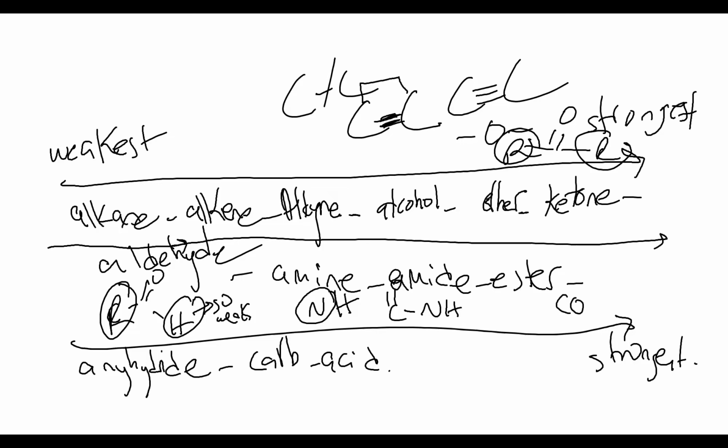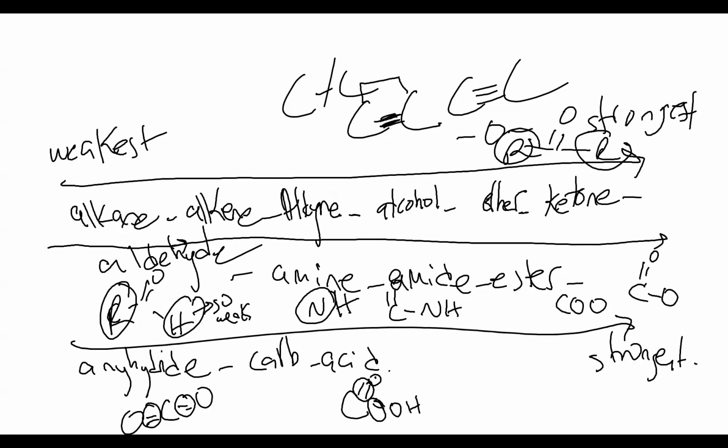The ester is a COO, like this. We have the two oxygens. The anhydride is like carbon dioxide, just like this. We have two double bonds, just so strong. And the carboxylic acid is this. We have two oxygens, one double bond and one single bond.